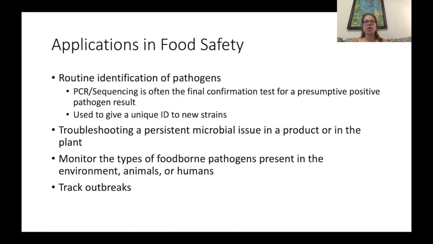Sequencing has applications in food science certainly beyond food safety, but we're going to talk really specifically about food safety in this lab. One of the ways we use sequencing is for routine identification of pathogens. As you know, PCR is kind of a type of sequencing, at least it's a sequence identification method. Many times, if you have a PCR product, you might sequence that product to determine that it is indeed the sequence that you think it is. We do that a lot for non-culturable pathogens.